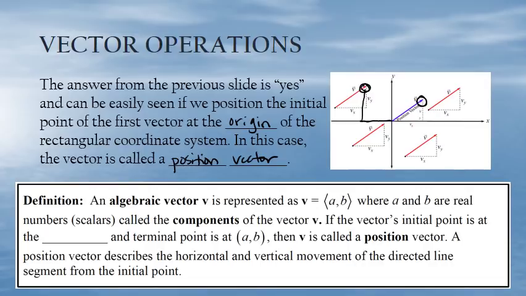So here's a big definition for you. An algebraic vector is represented as v equals a comma b, where a and b are real numbers, called scalars, and they're called the components of the vector. If the vector's initial point is at the origin, or 0, 0, and the terminal point is at a, b, then vector v is called a position vector. A position vector describes the horizontal and the vertical movement of the directed line segment from the initial point.